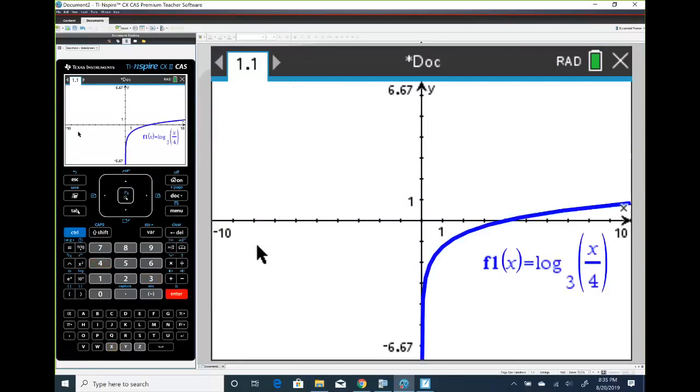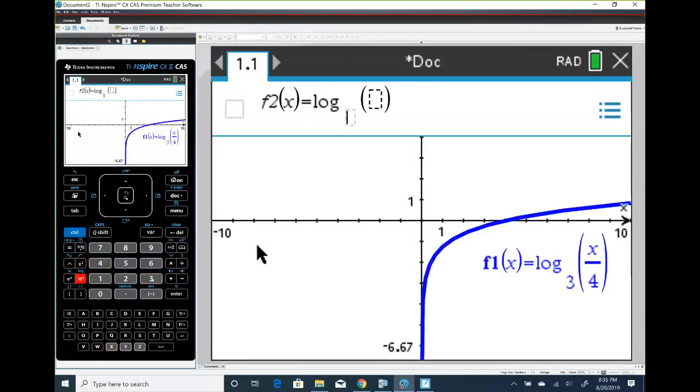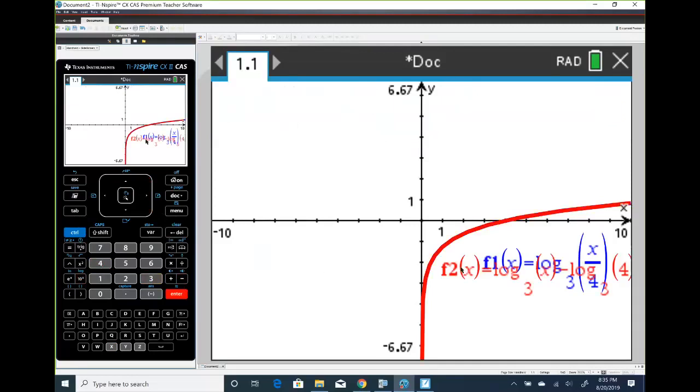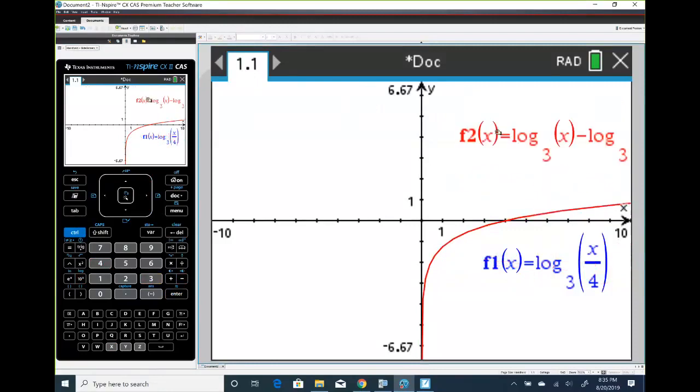And then I'm going to hit tab to get that screen to come back up so I can do my right side, which again is log base 3 of x minus log base 3 of 4. Okay, and again, if you notice here, both of the functions are right on top of each other. I'm trying to move one up. Here we go. So we can see both of them.